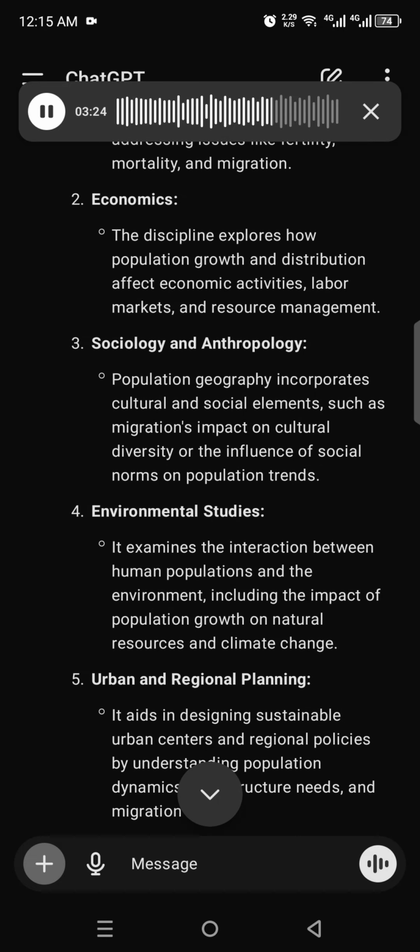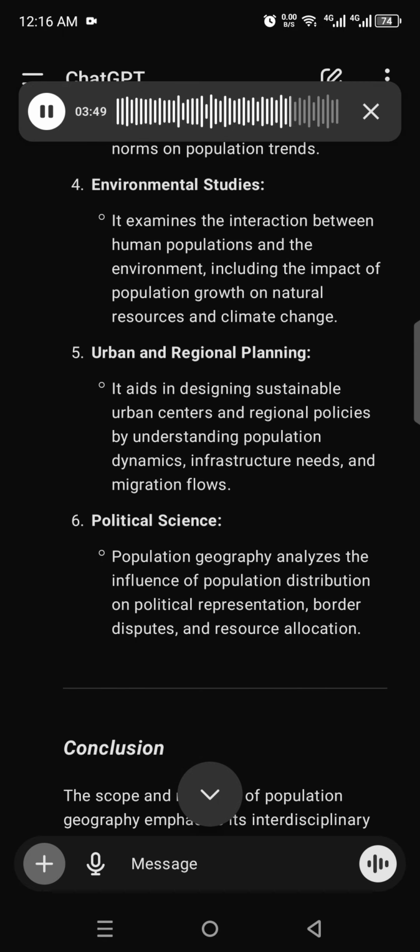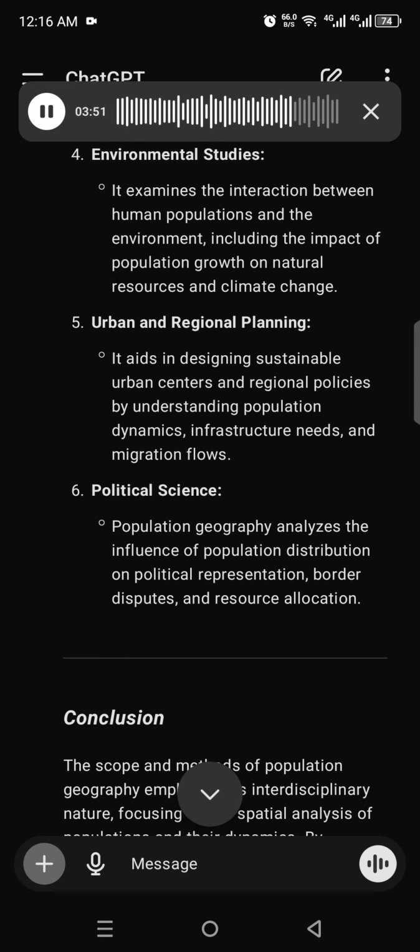2. Economics. The discipline explores how population growth and distribution affect economic activities, labor markets, and resource management. 3. Sociology and anthropology. Population geography incorporates cultural and social elements, such as migration's impact on cultural diversity or the influence of social norms on population trends. 4. Environmental studies. It examines the interaction between human populations and the environment, including the impact of population growth on natural resources and climate change.